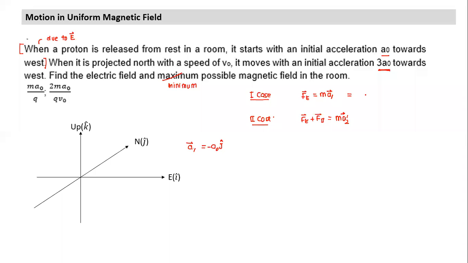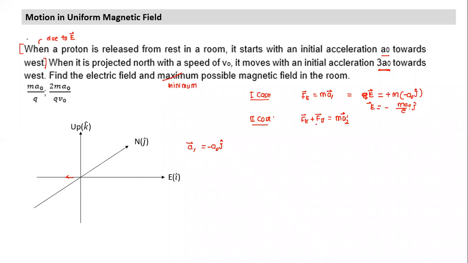What is F equal to? QE, proton. So Q is, okay, sorry, why QE? I can write it as e into capital E. e into E is equal to what? This force is equal to mass into acceleration, which is minus m A naught J cap. So what is the value of E here? We can get the value of E. How much is E? Minus m A naught by e J cap. So that's the direction the electric field is acting.